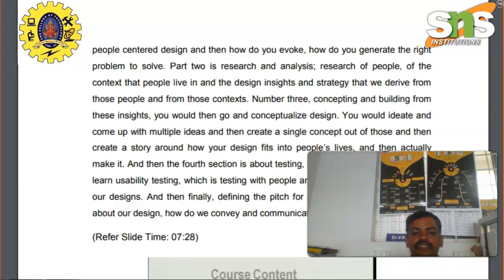Part 3 is concepting, building from these insights. We would then go on to conceptual designs. You would ideate and come up with multiple ideas, then create a single concept out of those, and then create a story around how your design fits into people's lives, and then actually make it. And then the 4th section is about testing, refining and pitching. We will learn usability testing, which is testing with the people, and how to refine and enhance our design. And then finally defining the pitch for our design. How do we speak about our designs? How do we convey the communications for our design?